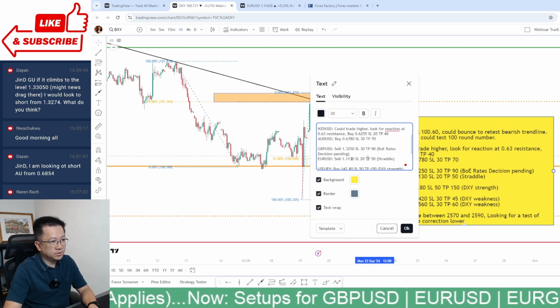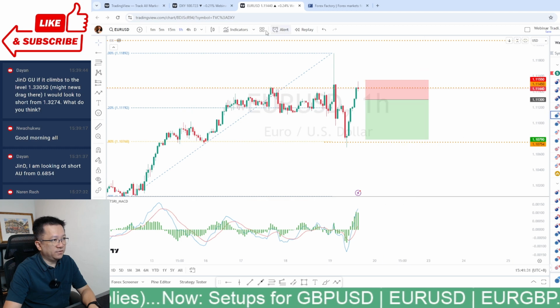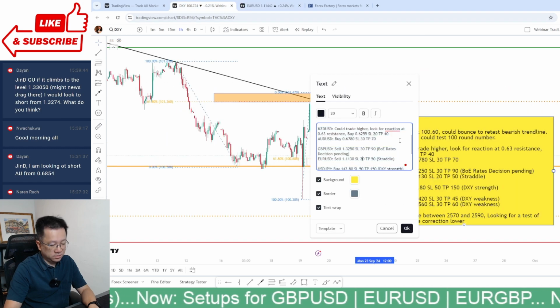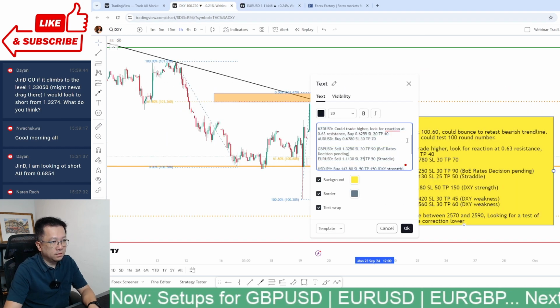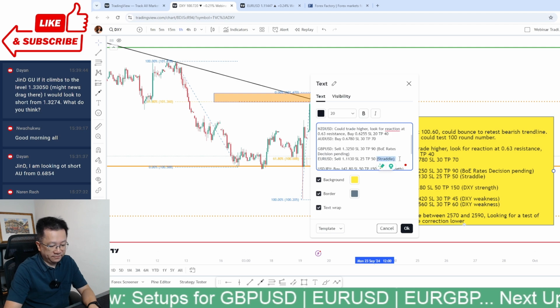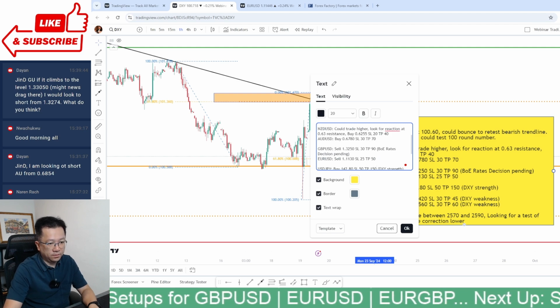1.1130, stop loss 25, take profit 50. Take profit 50. There we go.